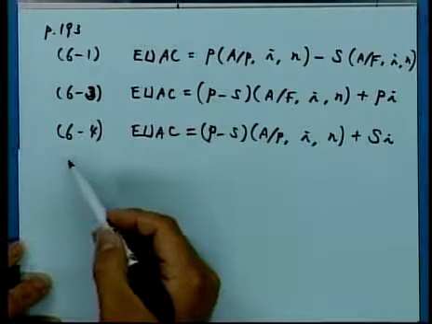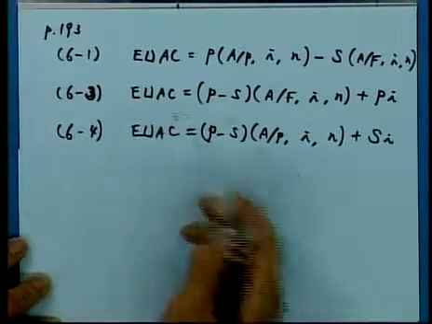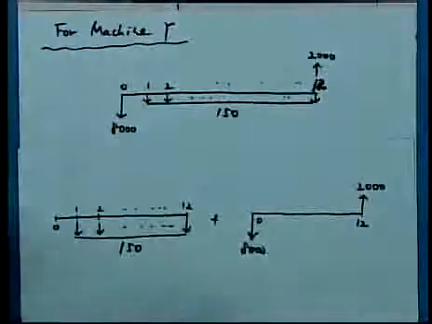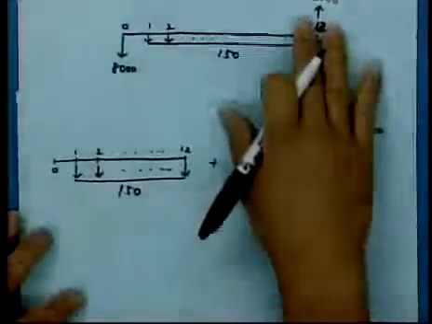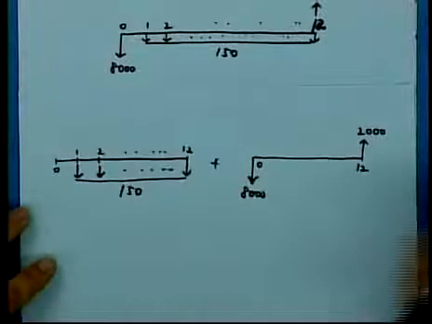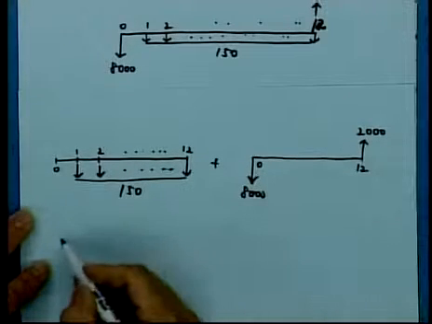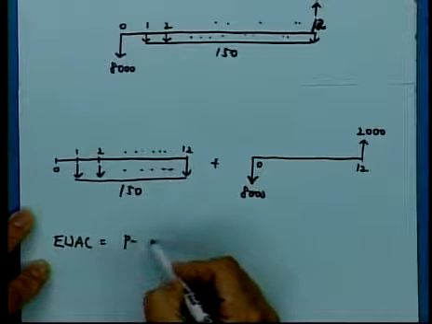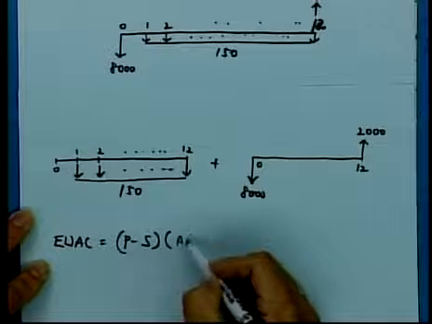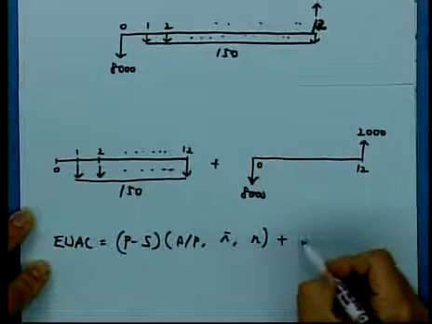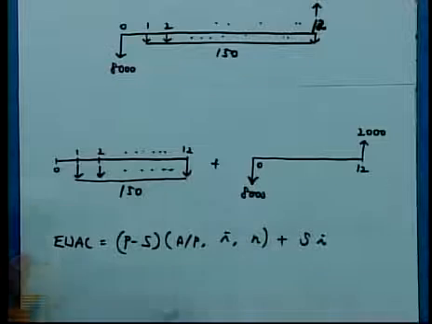I will just arbitrarily select the third equation. So we are going to use the third formula. In this case, EUAC is (P minus S) times (A given P, i over n periods) plus S times i. Okay?